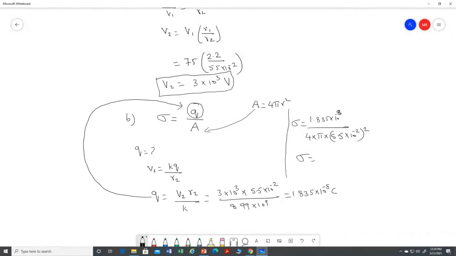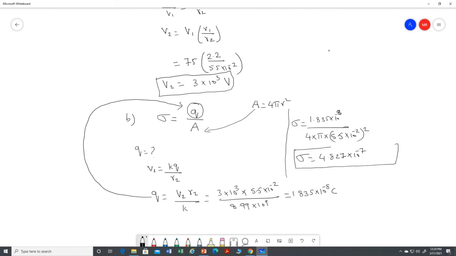So when you substitute the value, what do you get? 1.835 × 10^-8 divided by 4 multiplied by pi multiplied by (5.5 × 10^-2) the whole square. So I got 4.827 multiplied by 10^-7. Did you get the same answer, my dear?